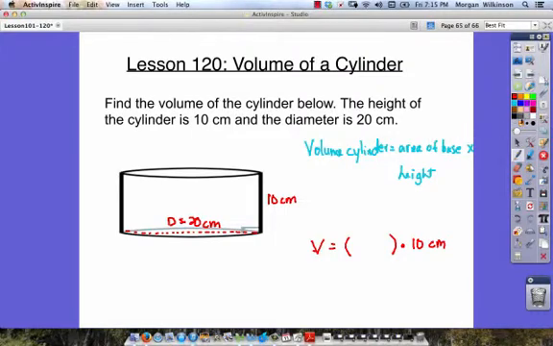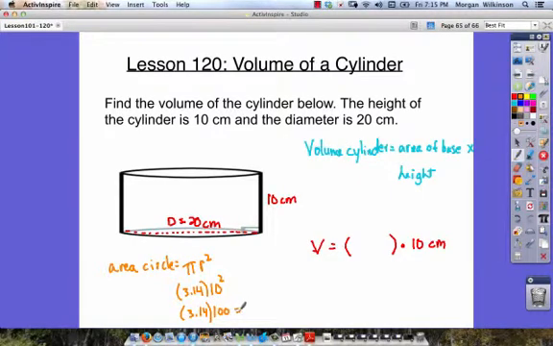In order to figure out the area of the base, well, the area of a circle is equal to pi times the radius squared. So pi must be 3.14. Our radius is half of our diameter, so it must be 3.14 times 10 squared. We've got to do exponents first, so 10 squared, that's 100. And we're going to multiply 3.14 by 100 to find our area.